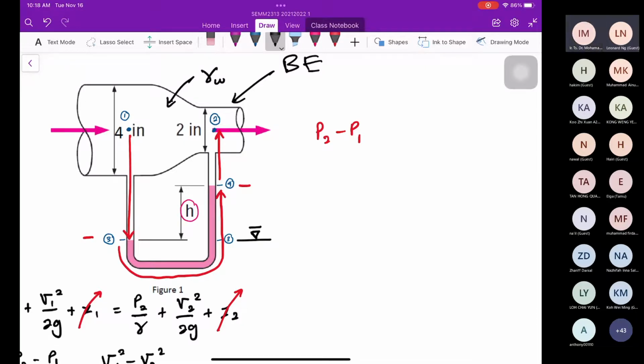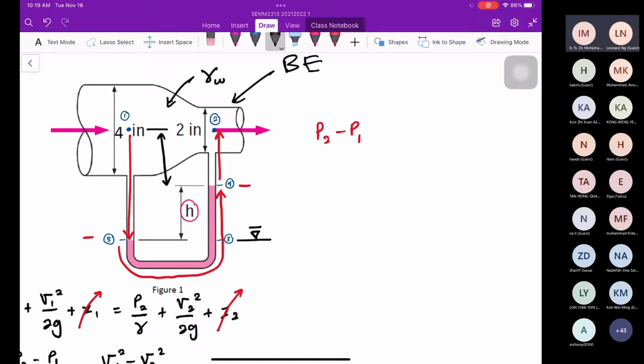Do you know what is the value of Z3? Do you still remember? 0. Yes, perfect. How about Z1? H plus 2. Okay. You maybe don't know this height, right? From here to here.